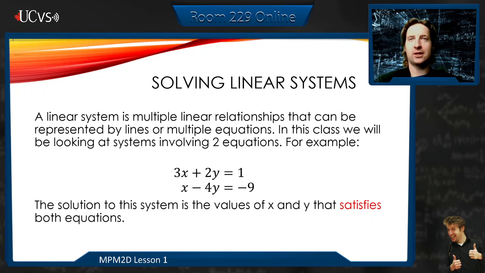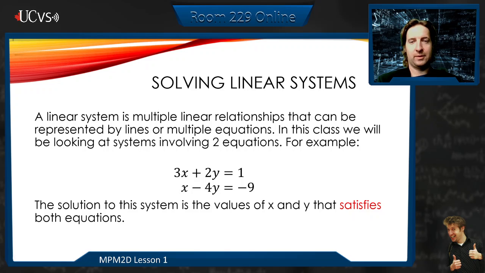And when we say linear, it means that none of the variables are squared, square rooted, or any sort of strange thing like that. They're just by themselves. The only thing that we're doing to them is multiplying them by some coefficient, some number. And we can represent them either with equations or we can represent them with lines. And everything we're going to do here in grade 10 is just going to be two equations.